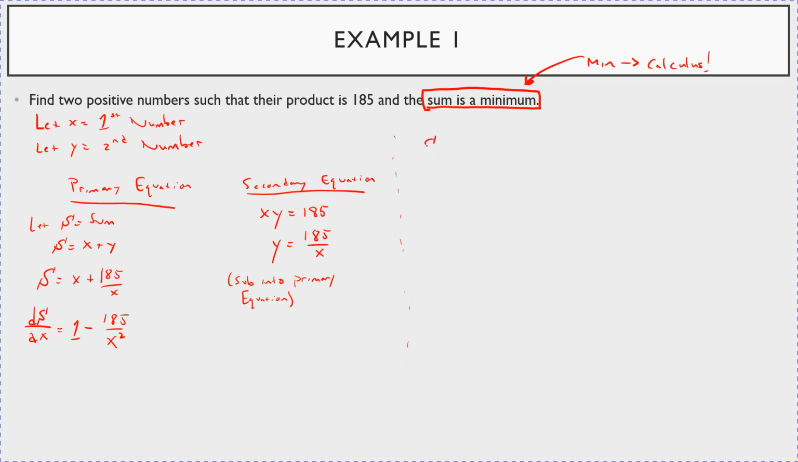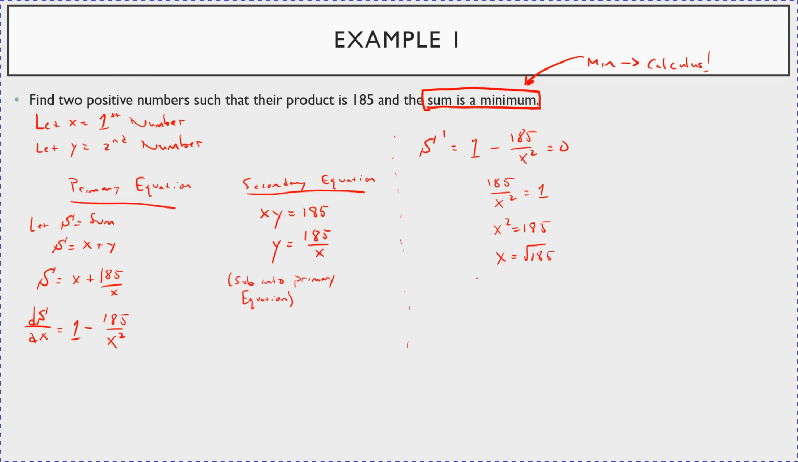If it helps to see, s prime, the derivative, is equal to 1 minus 185 over x squared. I'm going to set that equal to 0 because I want to find the critical values. So I'm going to add this over. I get 185 over x squared is equal to 1, so x squared is equal to 185. And now look, I said I needed two positive numbers, so x is equal to the square root of 185.